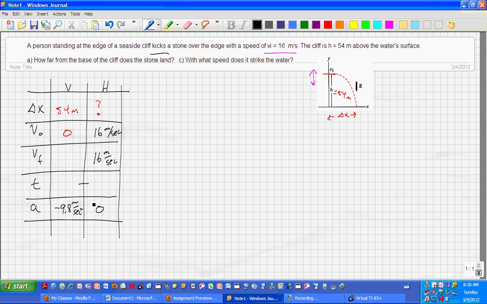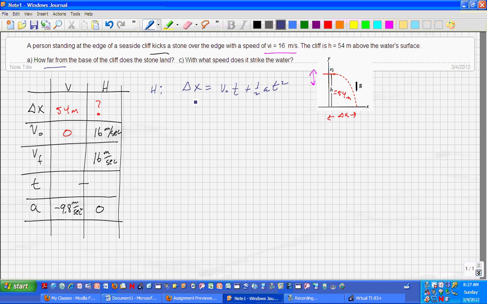All right, let's go ahead and get started on our problem. We're going to take a look at the horizontal direction first, since that's what we need. We want to know how far away it lands. In the horizontal direction, we want a change in position, so we'll try this equation: change in position is equal to V0t plus 1/2 at squared.